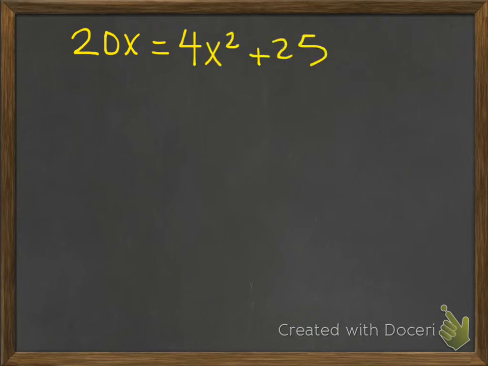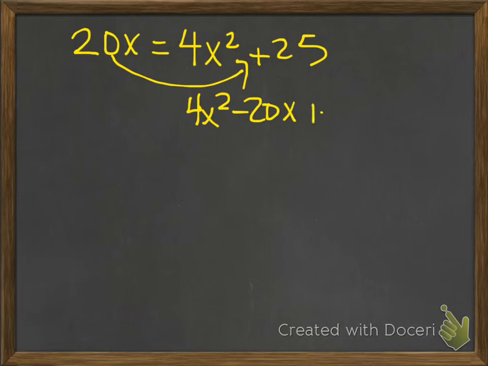20x is equal to 4x squared plus 25. Is that equal to 0? No, you have to move the 20 over. So it'll be negative 20x. And then you go through again. Is there a square root of 4? Yes. Is there a square root of 25? Yes, there is.